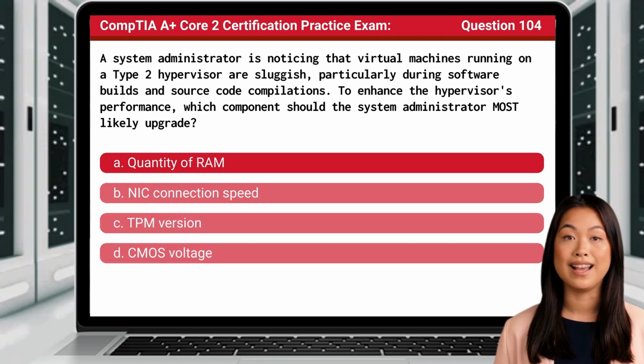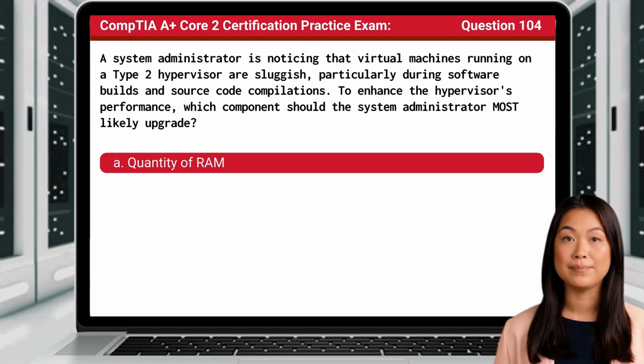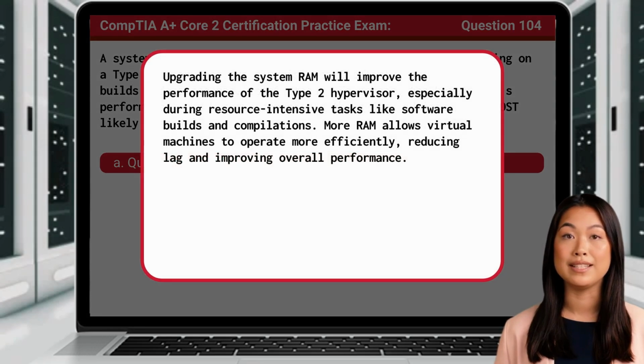The answer is A. Quantity of RAM. Upgrading the system RAM will improve the performance of the Type 2 hypervisor, especially during resource-intensive tasks like software builds and compilations. More RAM allows virtual machines to operate more efficiently, reducing lag and improving overall performance.